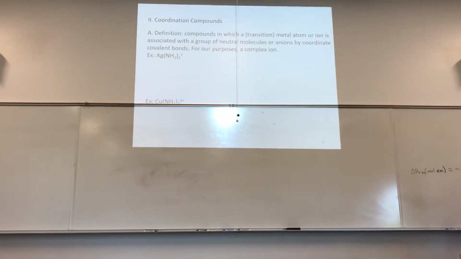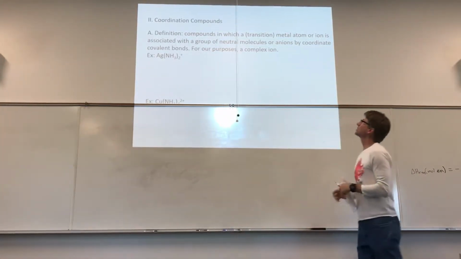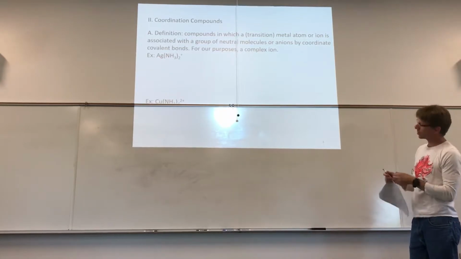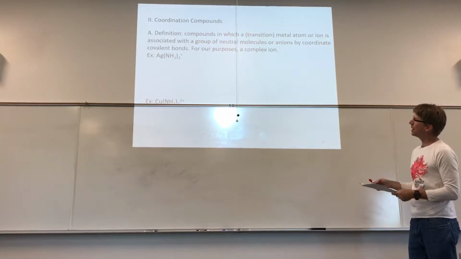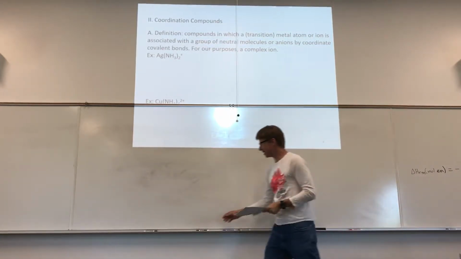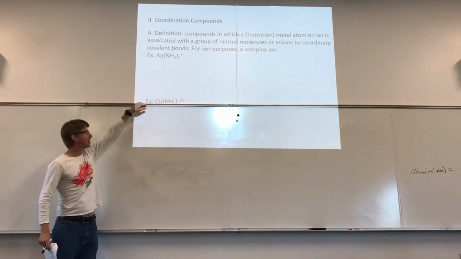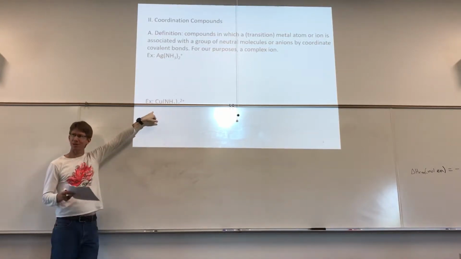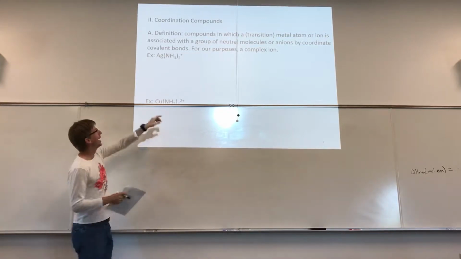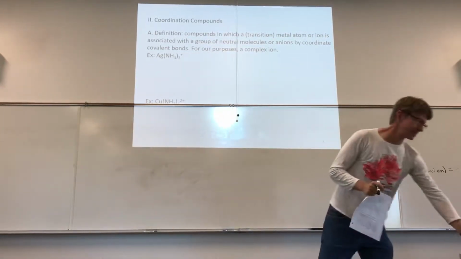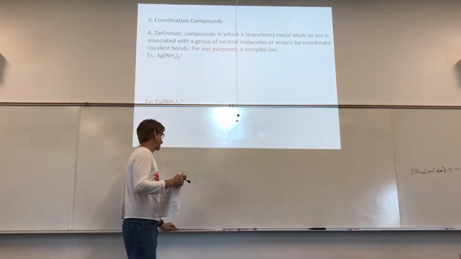Now let's talk about coordination compounds. Definition: compounds in which a transition metal atom or ion is associated with a group of neutral molecules or anions by coordinate covalent bonds. For our purposes, a complex ion. And so I have two of these complex ions right here. You can see they each contain transition metals, and these both have ammonia in them as a neutral molecule. And we'll see some anions coming up as well.